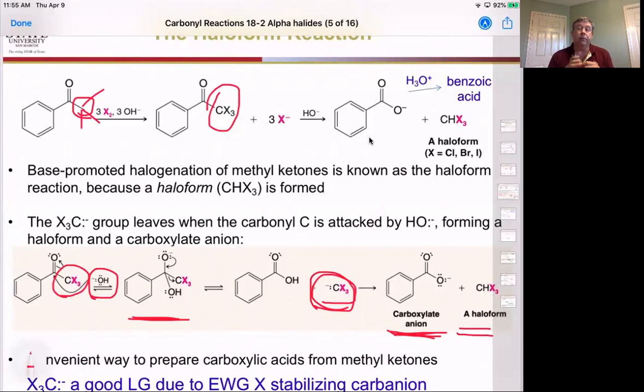So that could be, if it was bromine, it would be bromoform. If it was iodine, it would be iodoform. If it was chlorine, it would be chloroform. Okay. So this is a really good way of making carboxylic acids from those methyl ketones. And it only will clip off methyl ketones because if you only have 2 halogens on there, it's still not good enough.